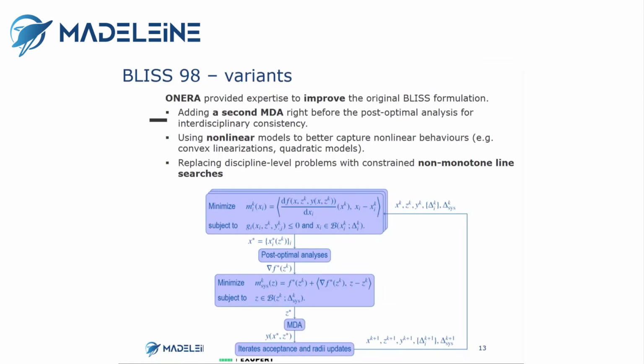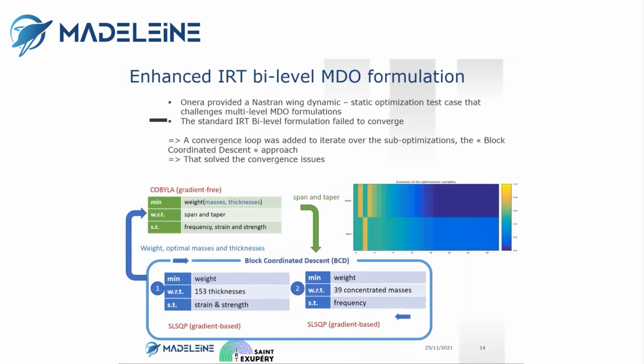And also, we can replace the disciplinary level problems with constrained non-monotone line searches. So it's a variant of the classical line search, which allows the objective function to increase a bit, but still guarantees the global convergence, and this can provide a more global optimum.